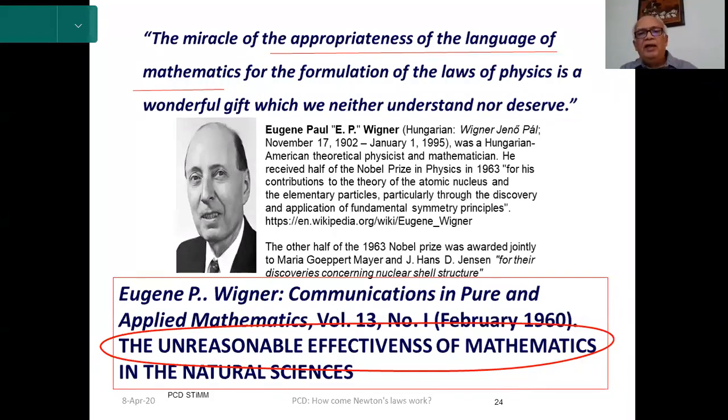And it appears strange that mathematics works. And this is a beautiful, very important, penetrating comment made by Eugene Wigner, that the miracle of appropriateness of the language of mathematics for the formulation of the laws of physics is a wonderful gift which we neither understand nor deserve. And Wigner said this in one of his articles, which was called the unreasonable effectiveness of mathematics in the natural sciences. So the relationship between mathematics and physics is extremely intimate. It's more than saying that mathematics is the language of physics. It is fundamentally integrated into how you describe the laws of nature.